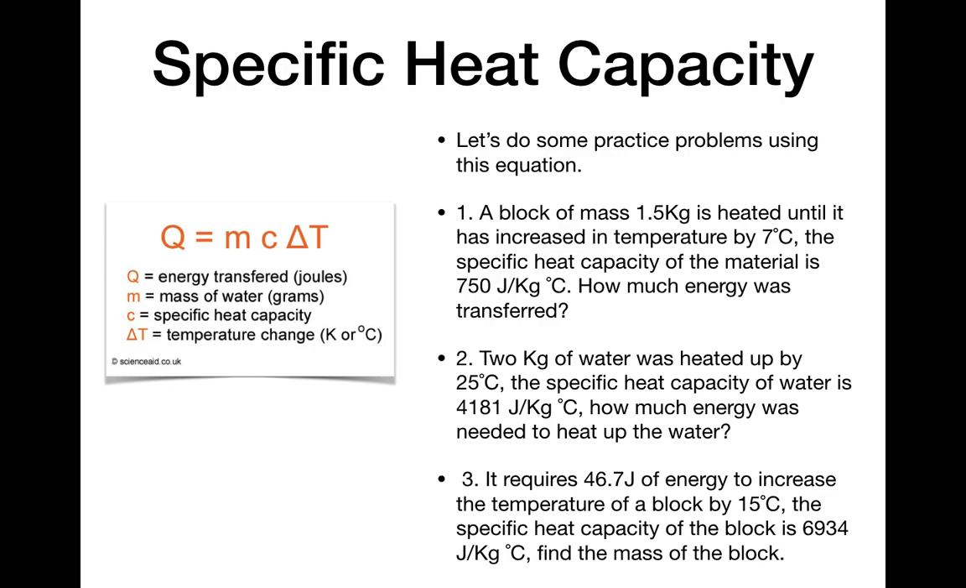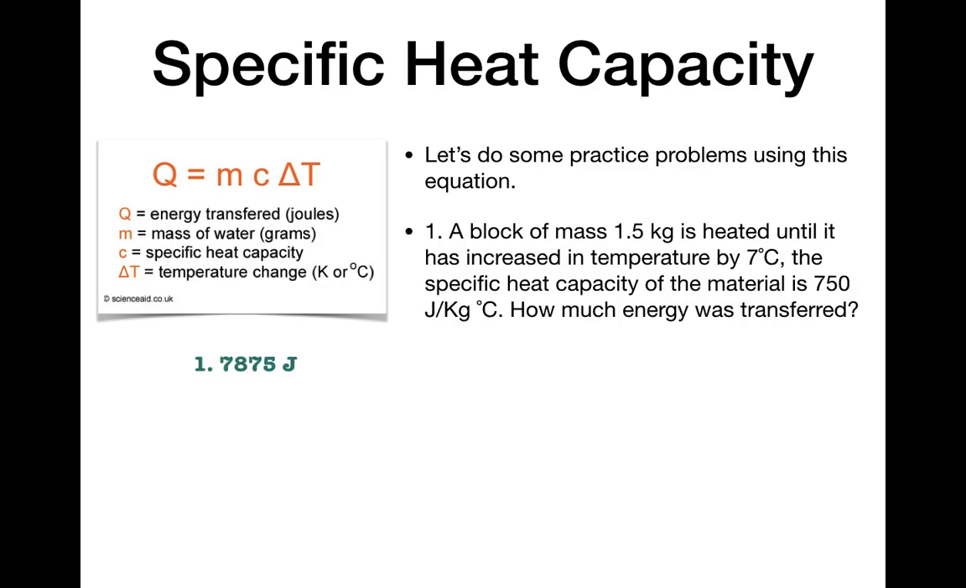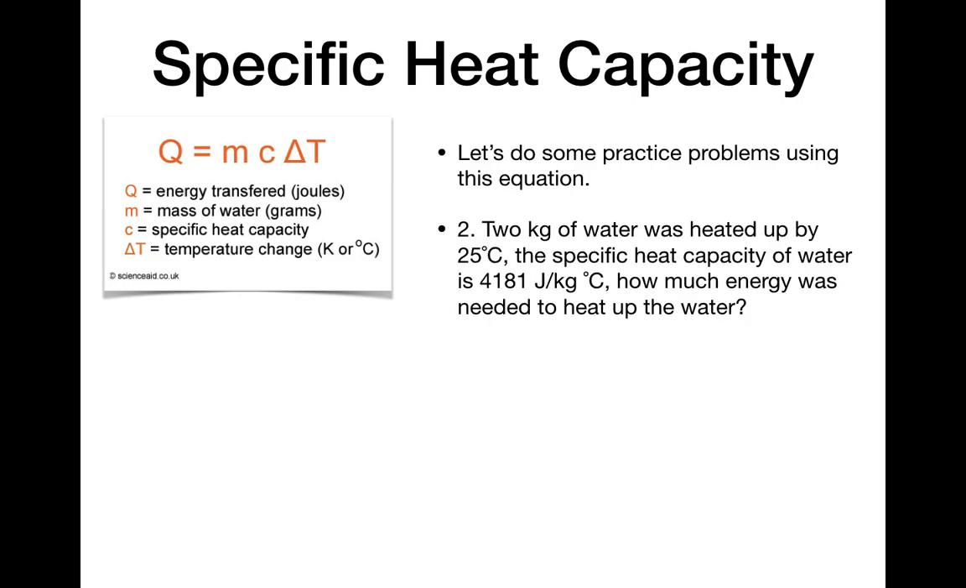Okay, so at this point you should have done the problems. So here's number 1. We have our answer here, 7,875 joules. So we did Q equals mc delta T. We put our numbers in, 1.5 kilos times 750 joules per kilogram per degree Celsius times 7 degrees Celsius gives me 7,875 joules. Number 2, my answer is 209,050 joules. So again, I put the numbers in, I multiply them all, there's my answer, boom.